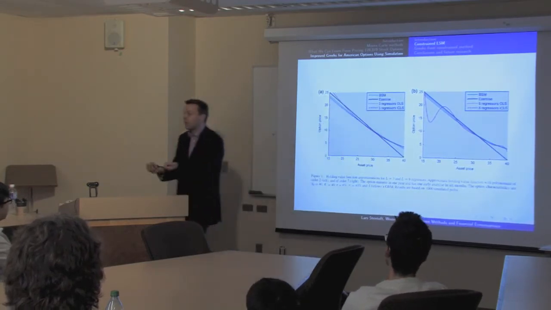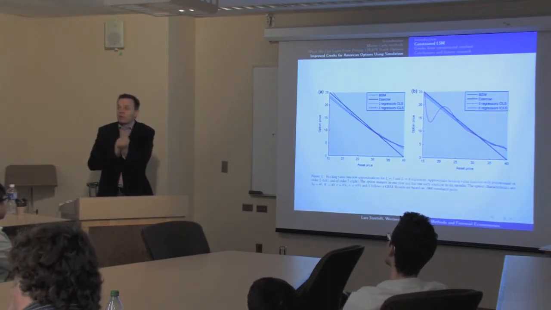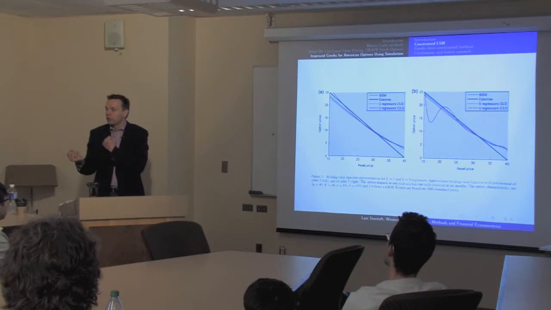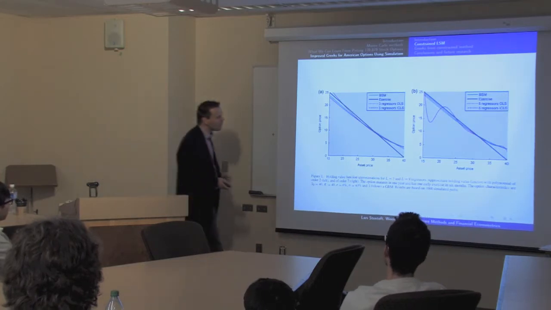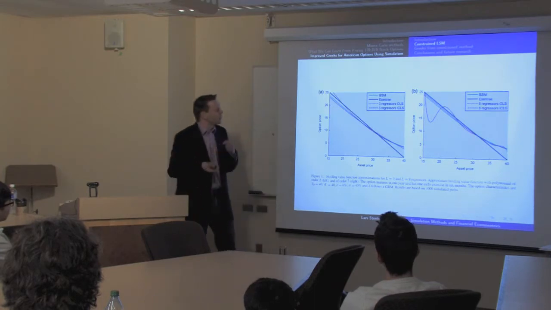The black line is exercising. The blue line is holding the option. As long as I'm on the same side as the blue line, I'm good. Right? Now, in simulation, what you would do instead is you would get a better fit here.